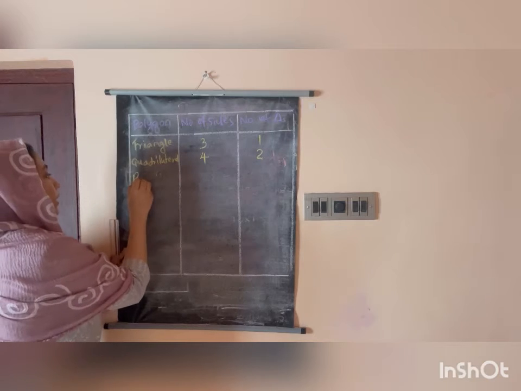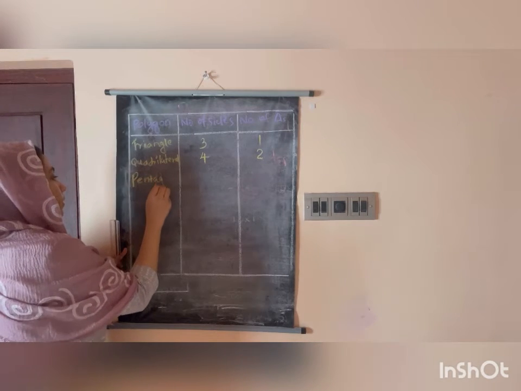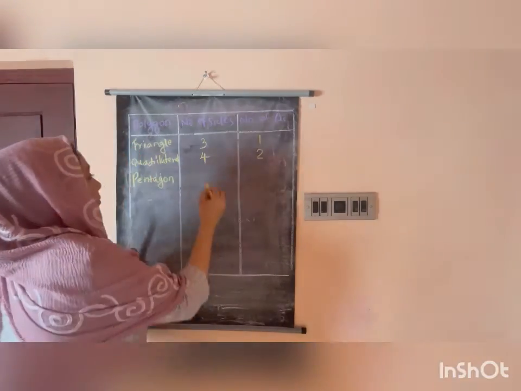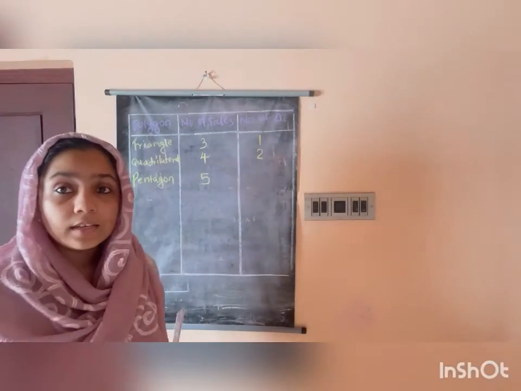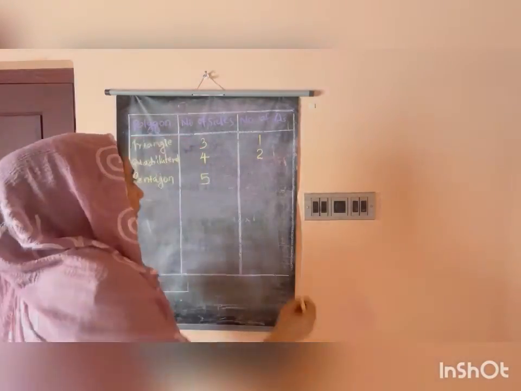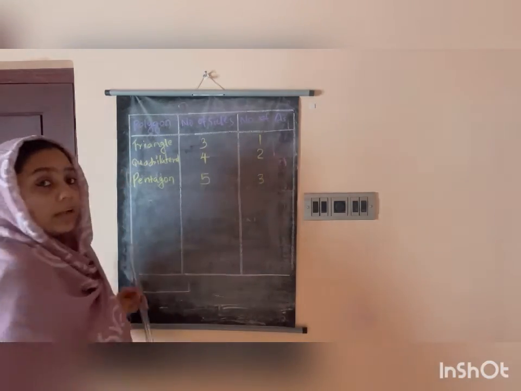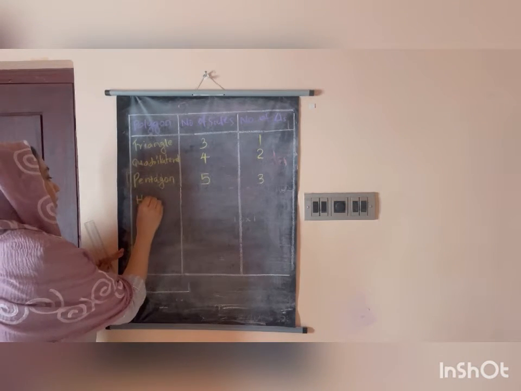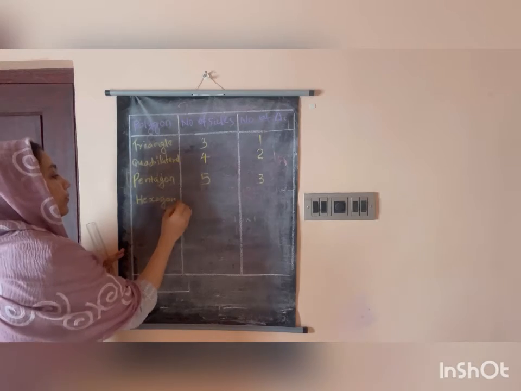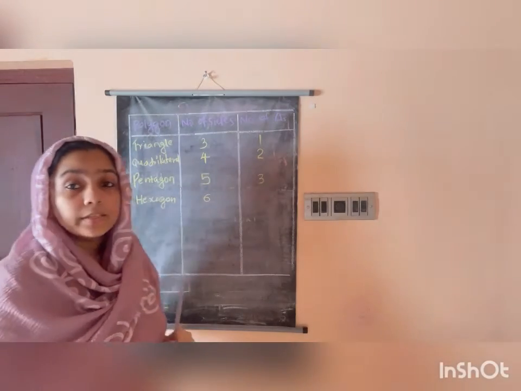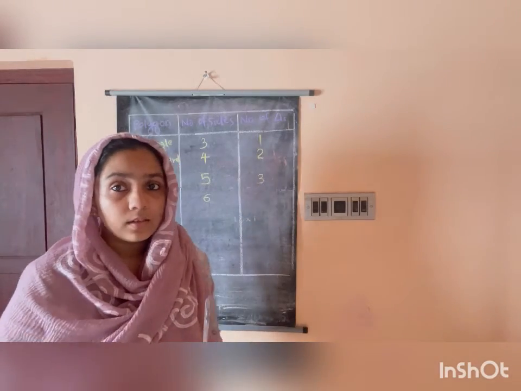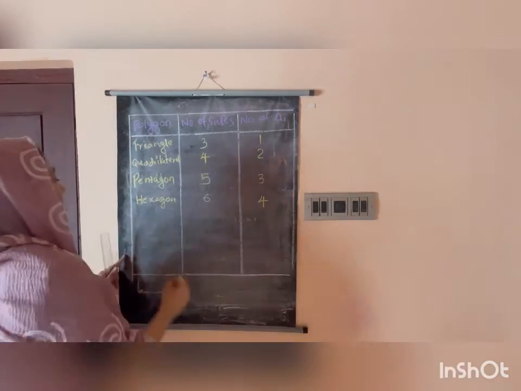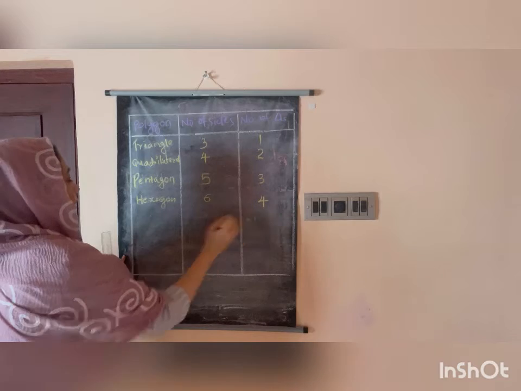Next, a pentagon. Our next polygon. How many sides does a pentagon have? Yes, 5 sides. How many triangles did we get when we split it? Yes, 3. Our next polygon, hexagon. How many sides does a hexagon have? Yes, 6. How many triangles did we get when we split a hexagon? Yes, 4 triangles. Then heptagon, etc.